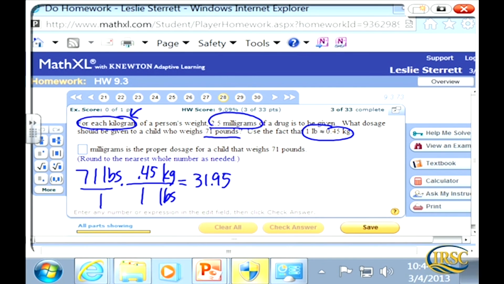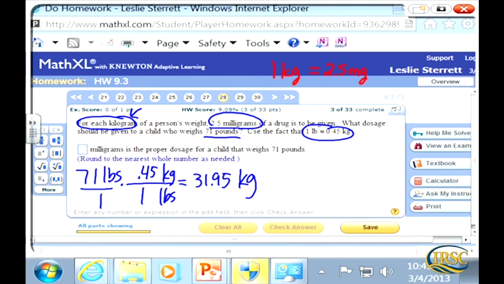Okay, but this is not the final answer, so be careful on your rounding. We get 31.95 evenly. It says round to the nearest whole number as needed, but that's the milligrams that you're rounding to. So here's the weight of the child, and we know that for each kilogram, let me show you how you can create a new conversion now. For each kilogram, so 1 kilogram, you need to give 2.5 milligrams. So this should be equal to 2.5 milligrams of the drug.